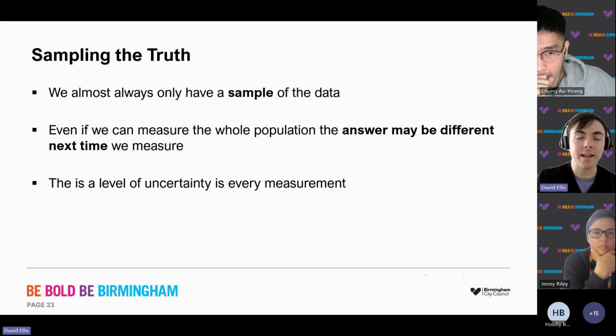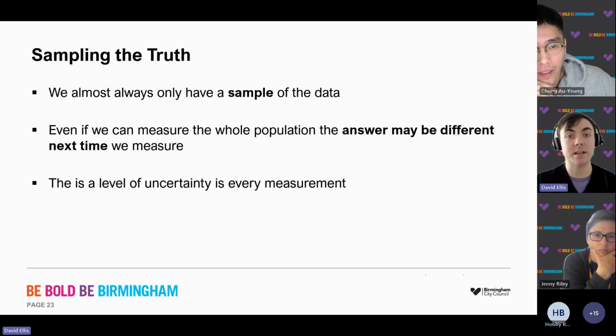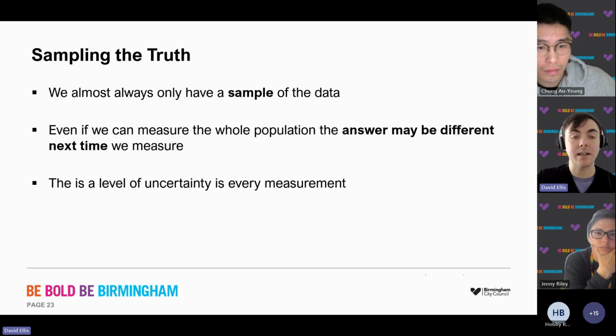Whenever we're doing any kind of analysis, any kind of statistical tests, we almost always only have a sample of the potential data. For example, with the NHS health checks, only a sample of people will actually turn up for that health check. In Birmingham, much less than 50% of the people eligible will turn up. So it's only a sample of the population. And even if we can measure the whole population, for example with the census, which is very close to the whole population, the answer may be different the next time we measure. In the case of diabetes, we may understand the percentage of the population that has diabetes one year, but that is subject to change the next year. So there's a level of uncertainty in every measurement that we make. And this isn't just about differences between ethnicities. This is also between any group you can think of investigating.